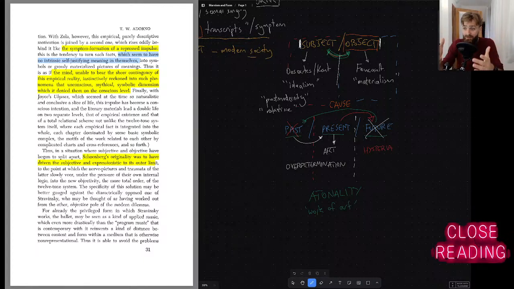A map is a necessary distillation of things, a necessary kind of erasure of some things. And so the attempt to have a theory of everything actually flips over very quickly into a theory of nothing. And this is what Jameson is saying here about this literary analogy. Thus it is as if the mind, unable to bear the sheer contingency of this empirical reality, instinctively reckoned into such phenomena that unconscious, mythical, symbolic dimension, which it denied them on the conscious level.